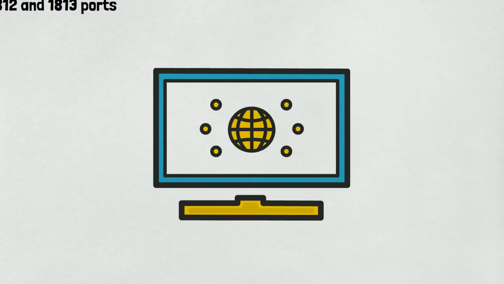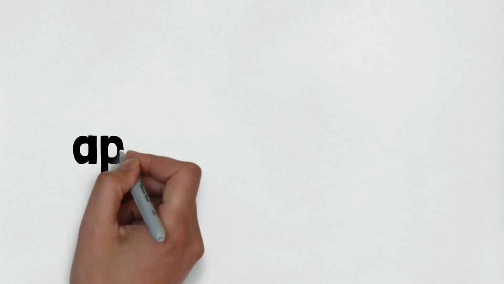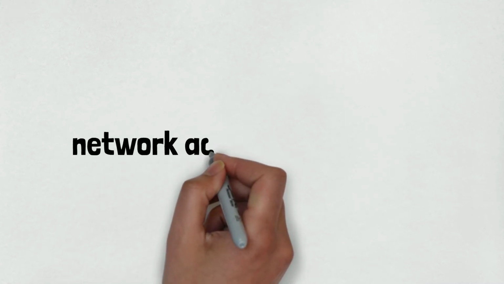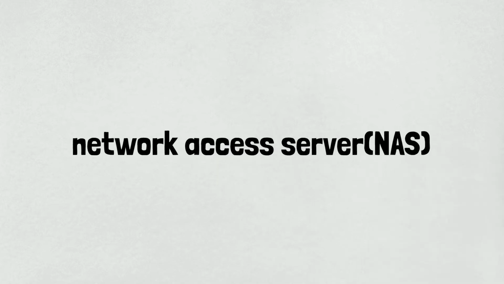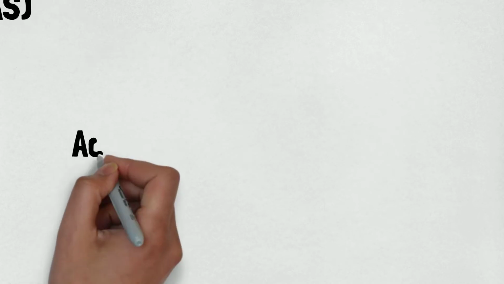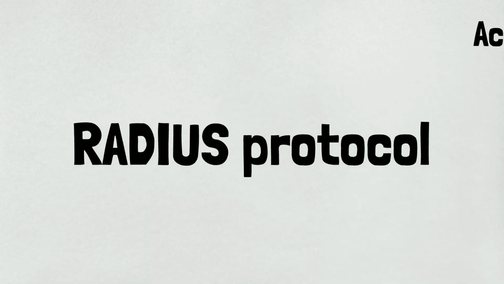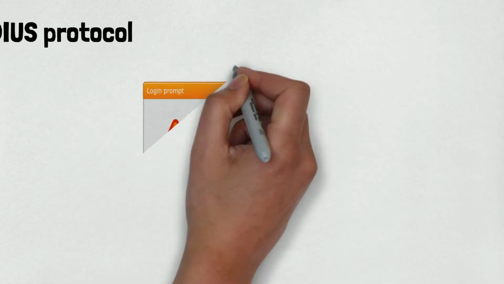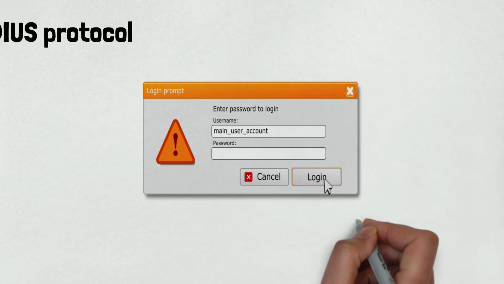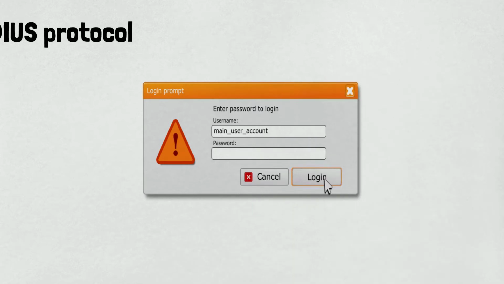RADIUS is a protocol based upon the client-server model that runs in the application layer. But how does RADIUS work? The user or machine sends a request to the network access server, which is a normal server, and in turn the NAS sends a RADIUS access request message to the RADIUS server, requesting authorization to grant access via the RADIUS protocol. This request includes credentials for access, most commonly a username and password.